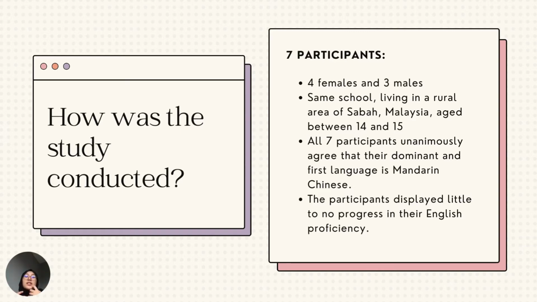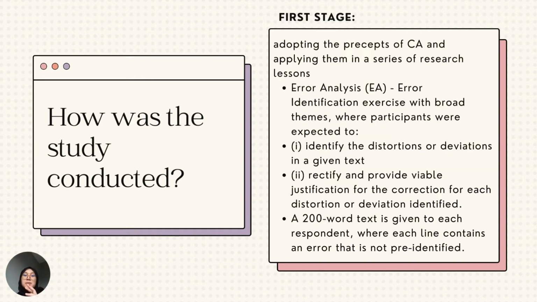Okay, so there are a total of 7 participants, 4 females and 3 males. They are from the same school. They live in a rural area of Sabah, and their age are between 14 and 15. So all 7 participants unanimously agree that their dominant and first language is Mandarin Chinese. And then the third one, participants displayed little to no progress in their English proficiency. Okay, that's the background of the participants.